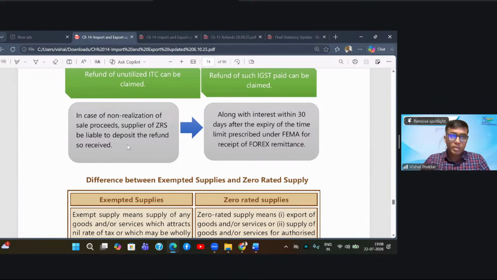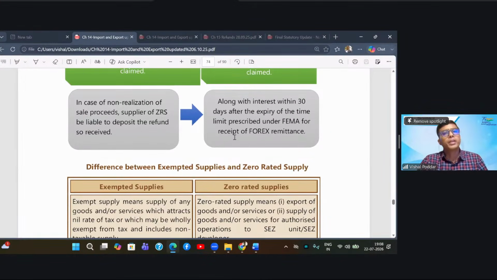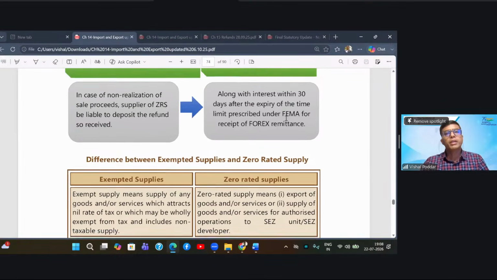So we gave you refund in the above scenario, but if your export sales did not get realized, means the foreign buyer did not make payment to you, that too in foreign currency in the notified time, then whatever refund I had given to you, you will have to return back the refund to me. And this has to be done with interest after the time limit prescribed under FEMA. So if you are not getting the foreign currency remittance within the time limit of FEMA, then once the time limit of FEMA is over, there will be interest exposure.